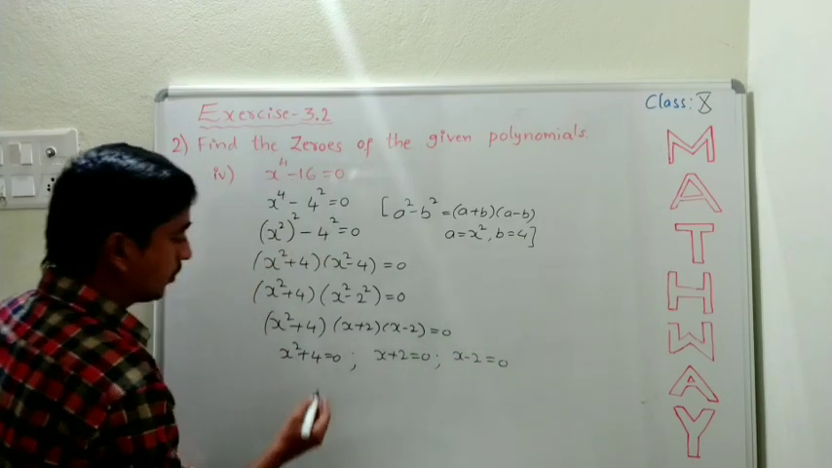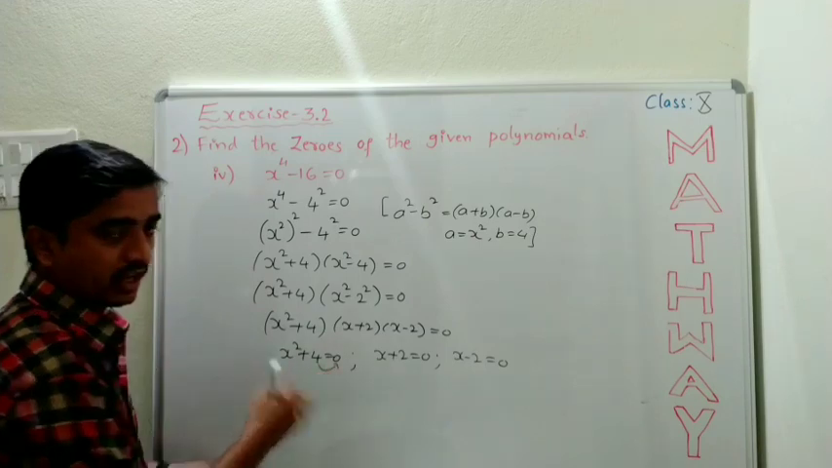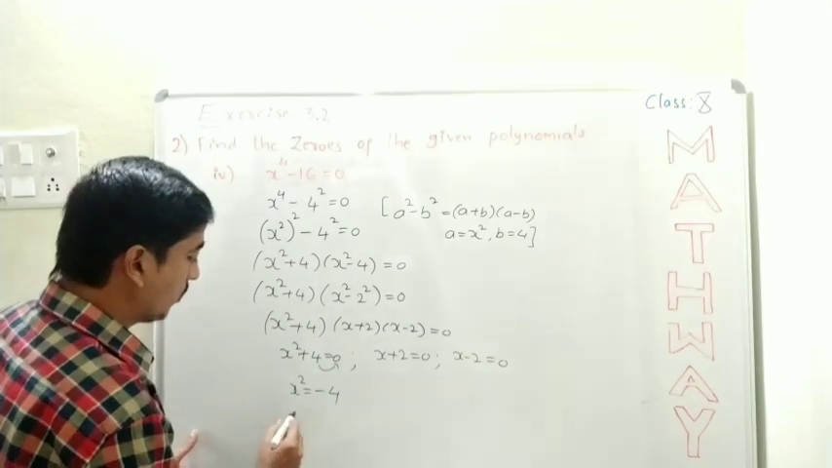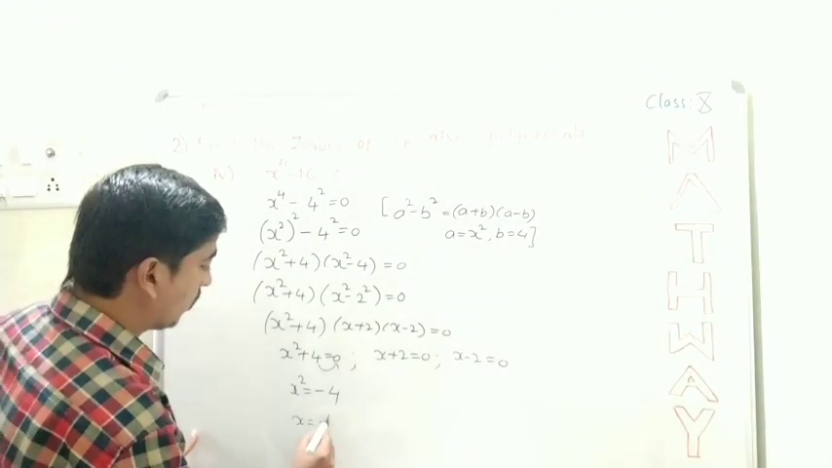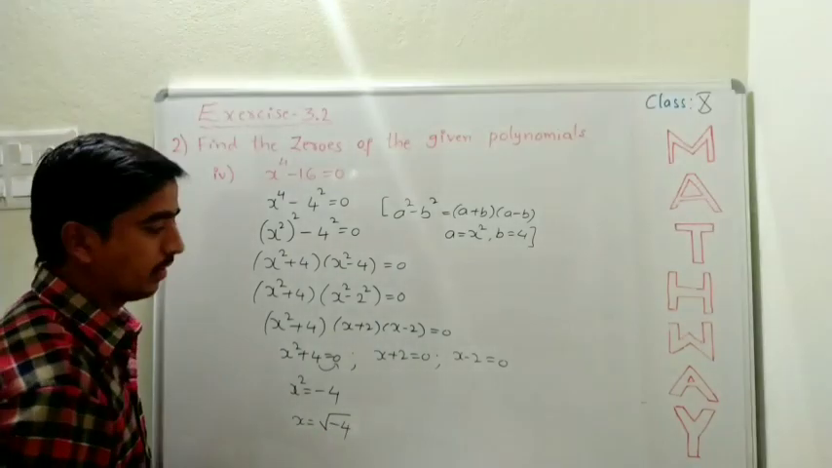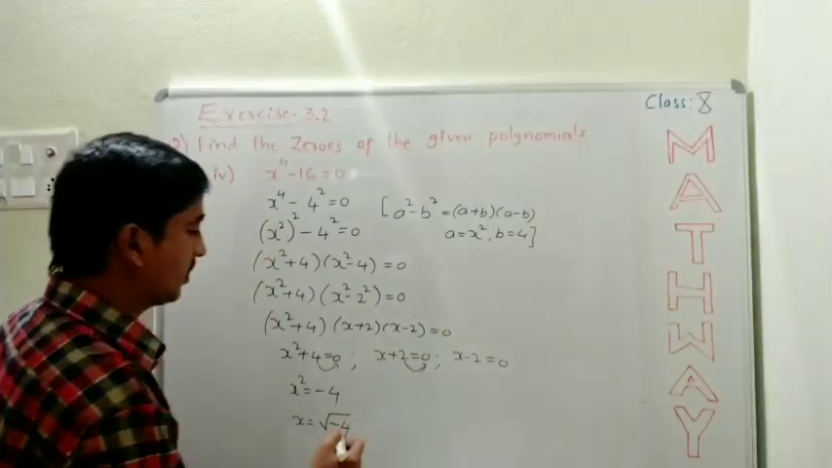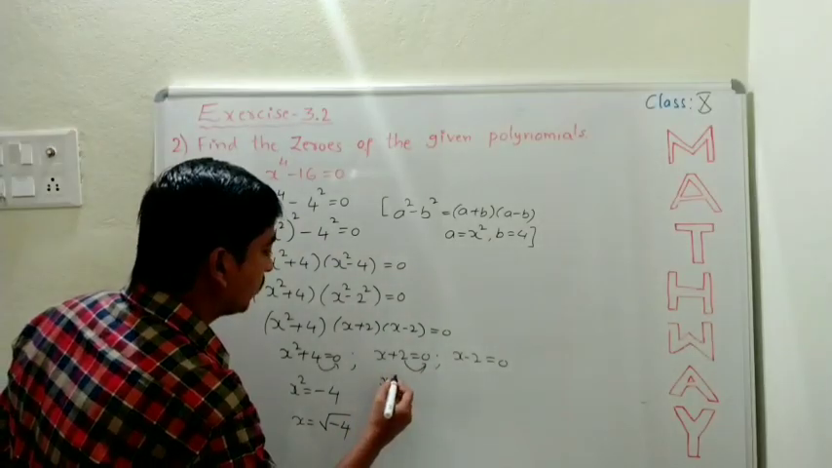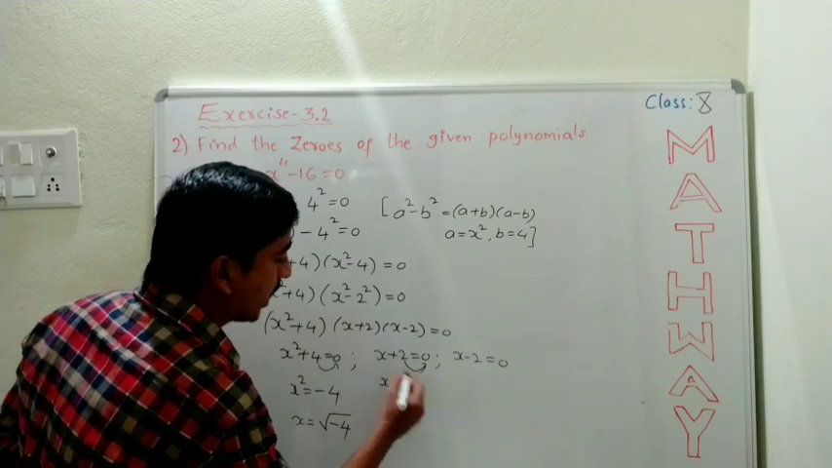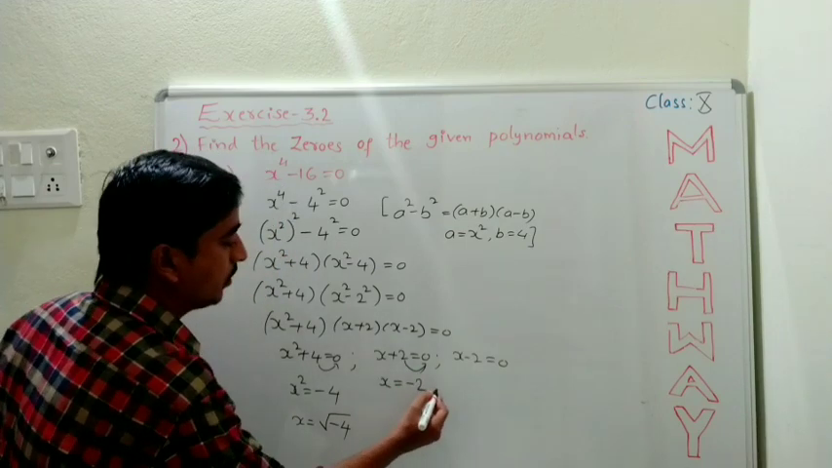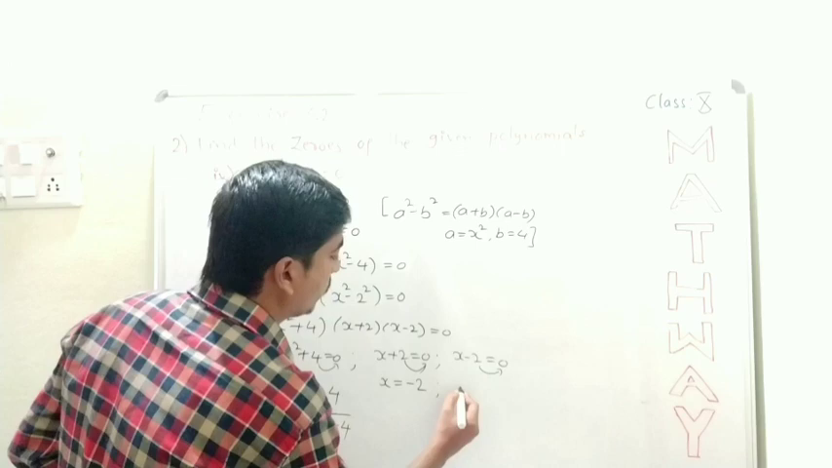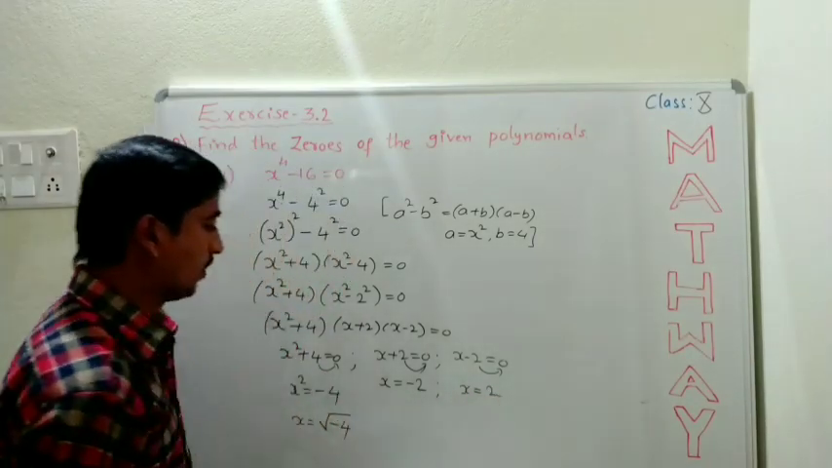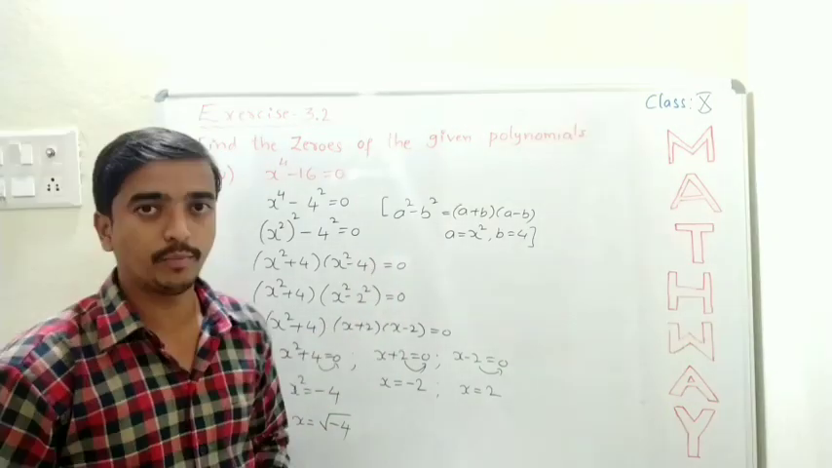So first of all, transpose 4 to the RHS, then it becomes x square equals to minus 4. Then x equals to under root of minus 4. Here transpose 2 to the RHS. Then x equals to, when you transpose plus 2 it becomes minus 2. And here transposing 2, x equals to plus 2. So these are the zeros of the given polynomial.